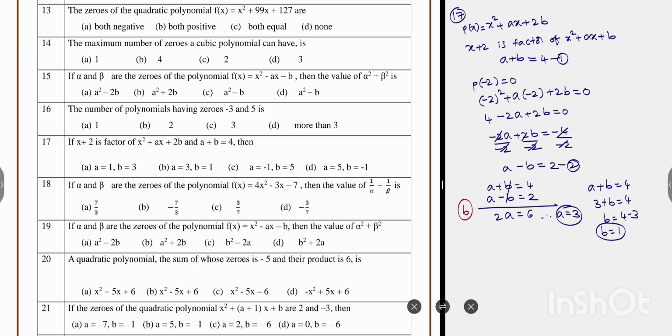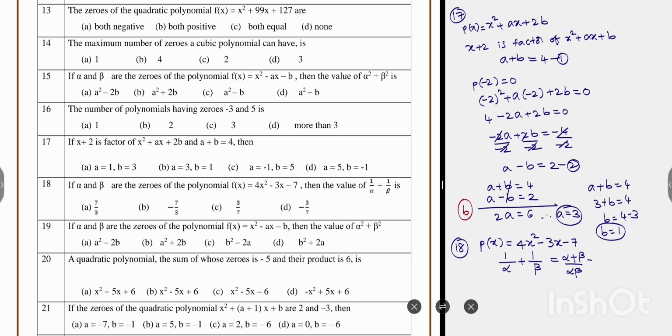Question number 18: they are asking to find 1 by alpha plus 1 by beta. P of x is given as 4x square minus 3x minus 7. We have to find 1 by alpha plus 1 by beta. The print is not proper in the question. If you take the LCM here, it will be alpha plus beta by alpha beta. We have to remember this: 1 by alpha plus 1 by beta is nothing but alpha plus beta by alpha beta.